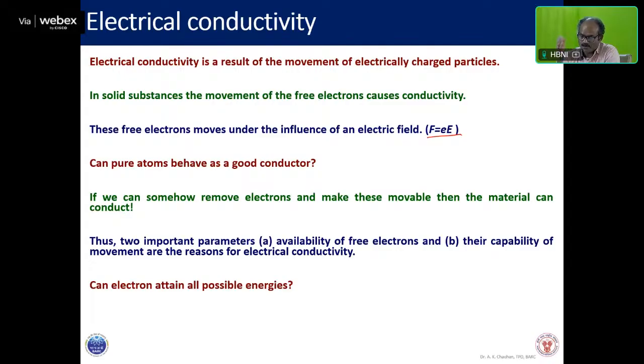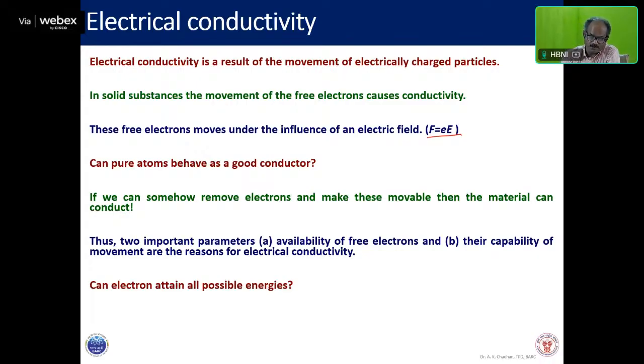Now the next question: can an electron attain all possible energies? Suppose you have an electron put under an electric field and you have applied a voltage and you are gradually increasing the voltage, say from 0 volt to 10 volt in steps of 0.0001 volt. If the electron is free, its energy will increase linearly as you increase the voltage. It will simply be E into V. So when an electron is free, of course, it can attain all possible energies.